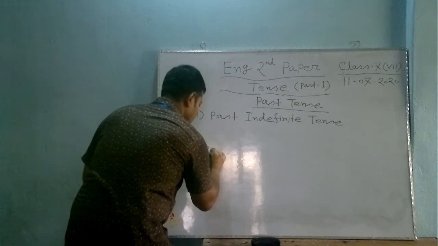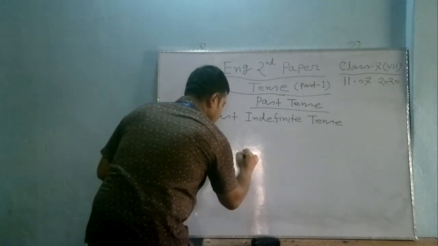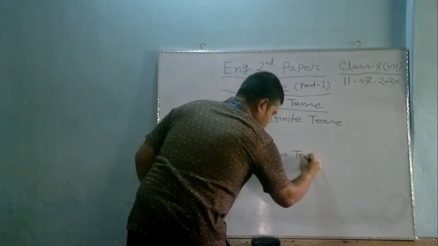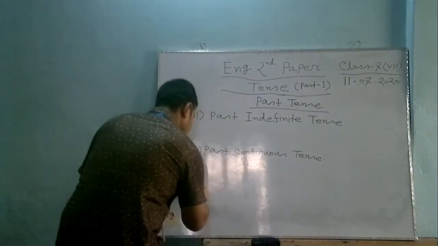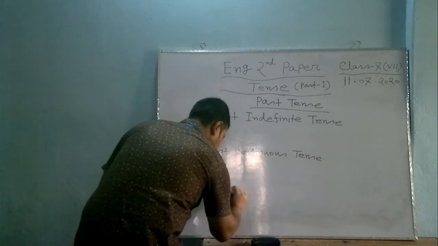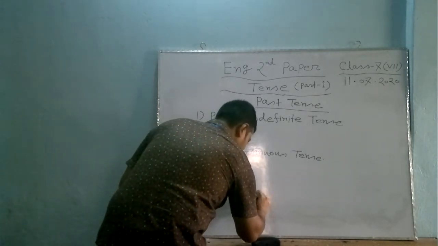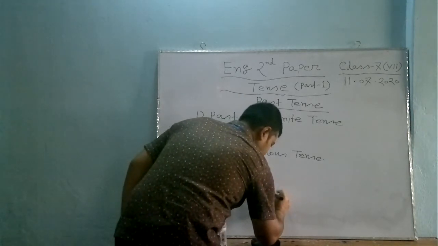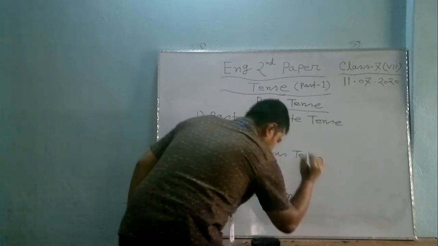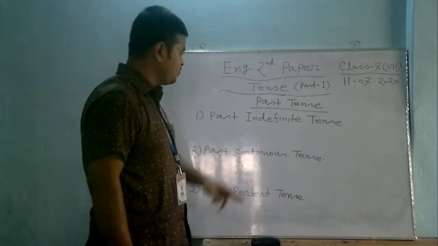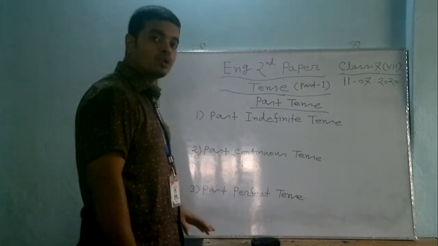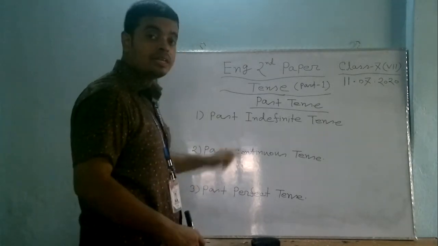Second one is past continuous tense. Third one is past perfect tense. First one is past indefinite tense, second one is past continuous tense, third one is past perfect tense, and fourth one is past perfect continuous tense, which we will write there.